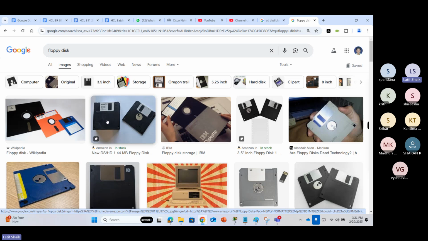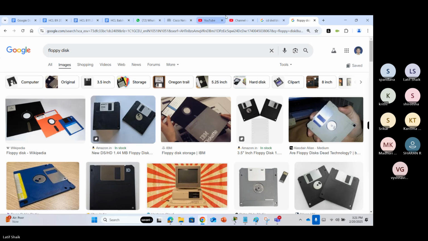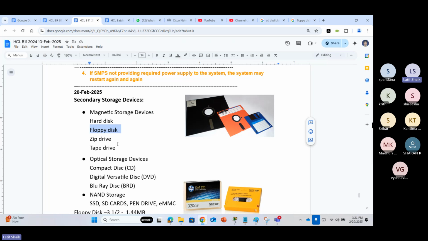It's a magnetic type, means inside this floppy disk there is a magnetic film to store the data. Earlier days we put an entire operating system in one floppy disk itself. Entire operating system. Entire one single textbook.